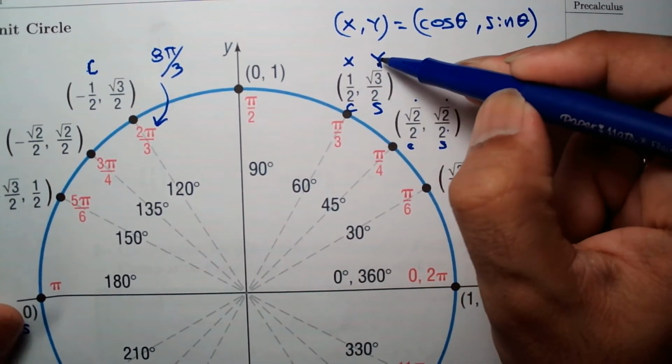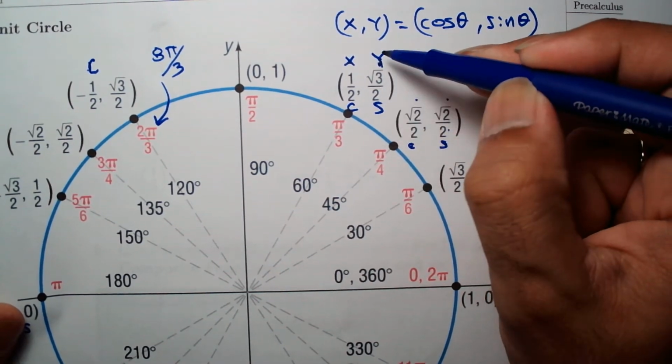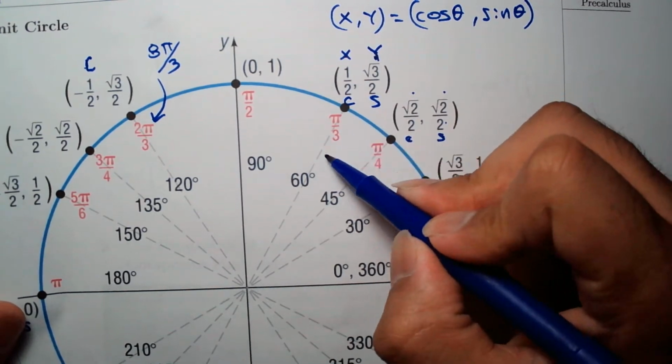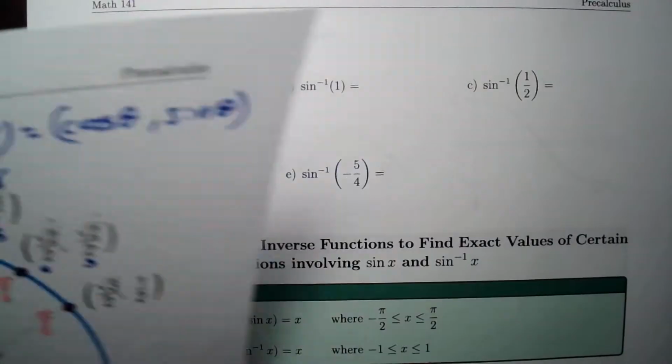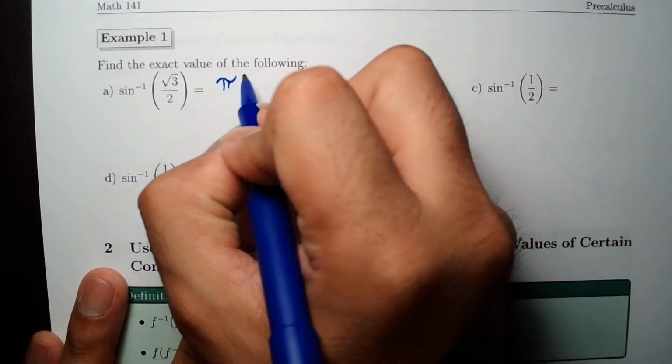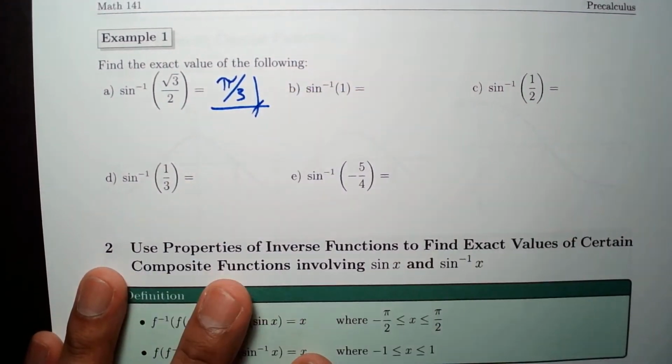And in this case, we found out that sine equals square root of 3/2 for the angle pi/3 or 60 degrees. So simply pi/3. Final answer.